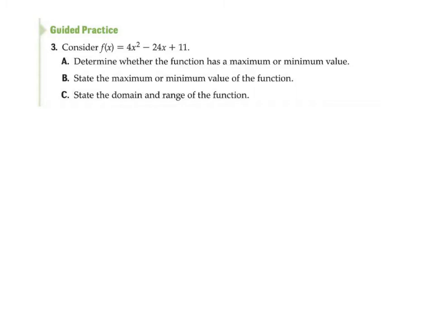Okay, number 3. Determine whether or not the function has a maximum or minimum value. The leading coefficient is a positive 4, which means we have a right side up, not an upside down graph, which means the vertex is going to be a minimum value.